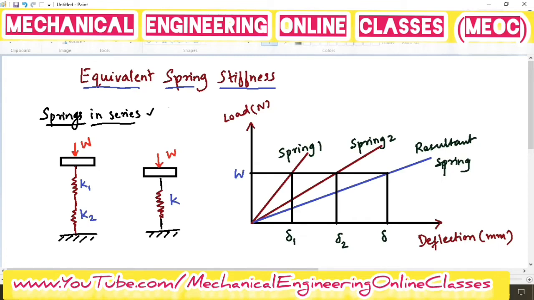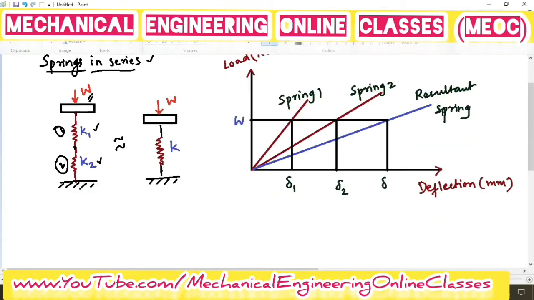So the arrangement of springs in series is shown in the figure here. There are two springs of stiffness K1 and K2. This is spring 1 and this is spring 2, and corresponding stiffnesses are K1 and K2 respectively, which are under a load W. They are placed in series, in the sense the end of one spring is attached to the beginning of the second spring.